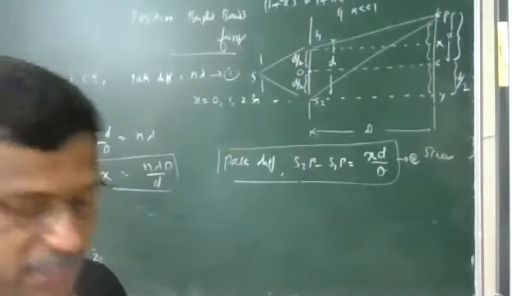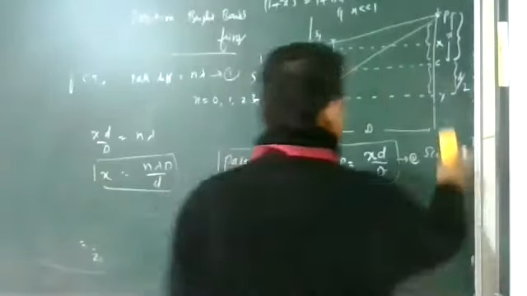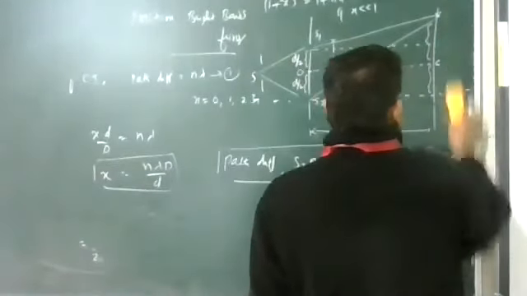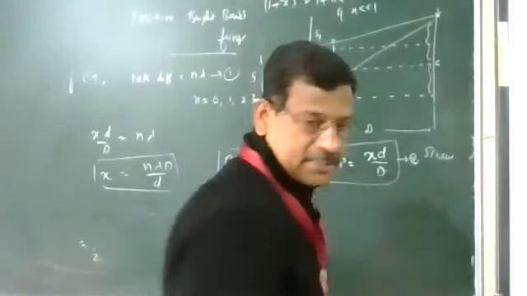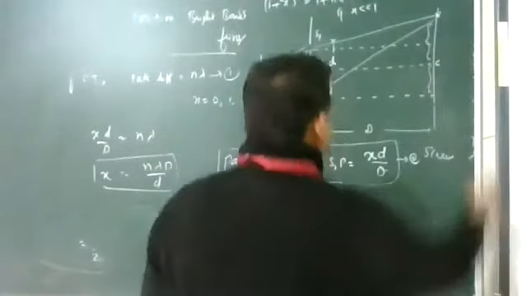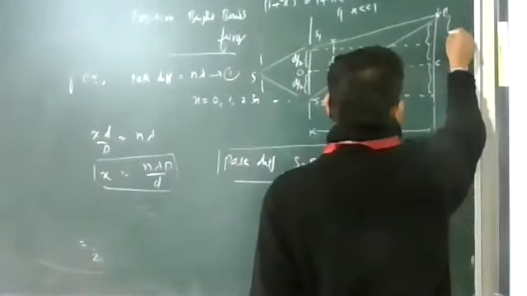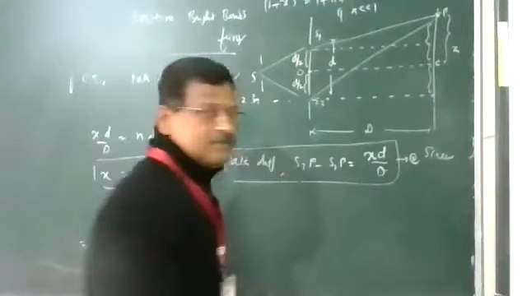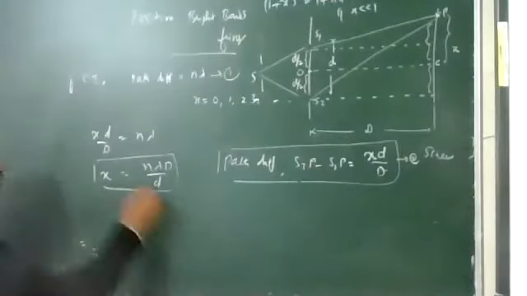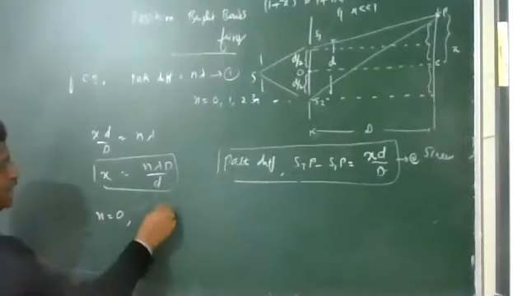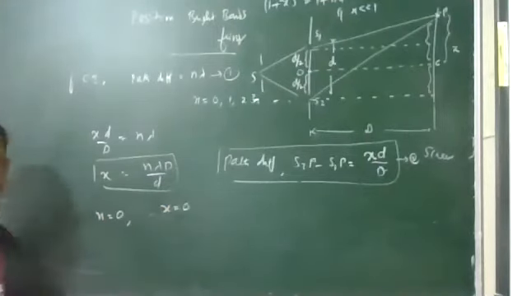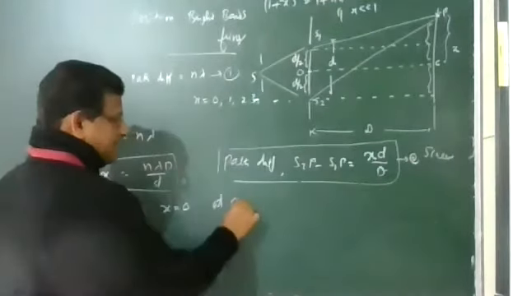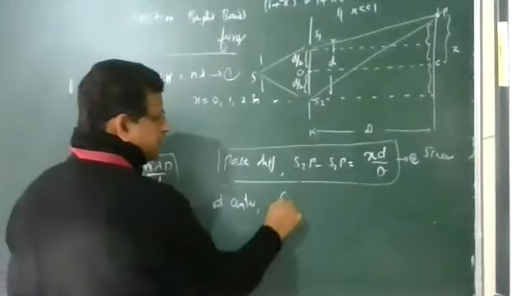The center of the screen I have marked here as C. See the center of the screen, and the point P is at a distance small x from the center. So x is equal to n lambda D by d. When n equals 0, we get the value of x equal to 0. When x is equal to 0, it is at the center of the screen itself, and it is called the central bright band.